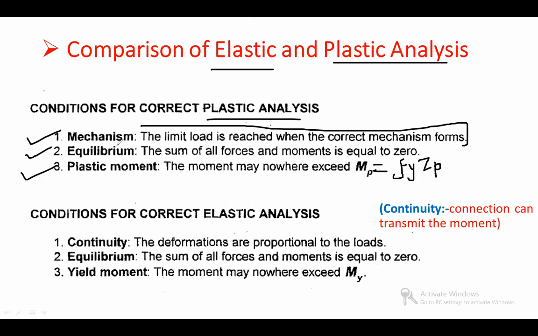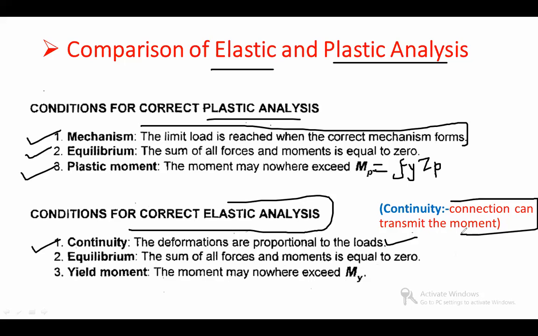Okay, mechanism: number of plastic hinges will form within the structure. Equilibrium: 3 conditions of equilibrium. Plastic moment, Mp. Then what are the conditions in case of elastic analysis? One is continuity condition, means deformation increases in proportion to the increasing load. Continuity connection can transmit the moment also, right? So if load on the beam is increasing, then deformation also goes on increasing. That is a continuity condition, right?